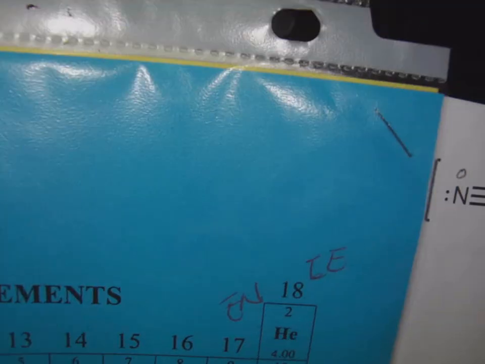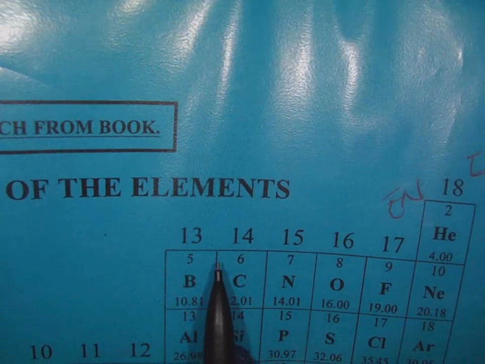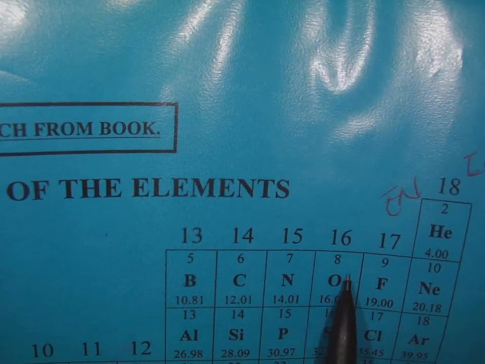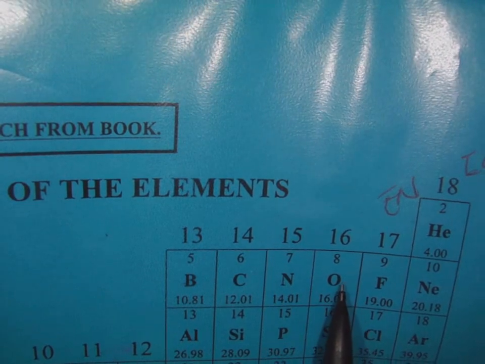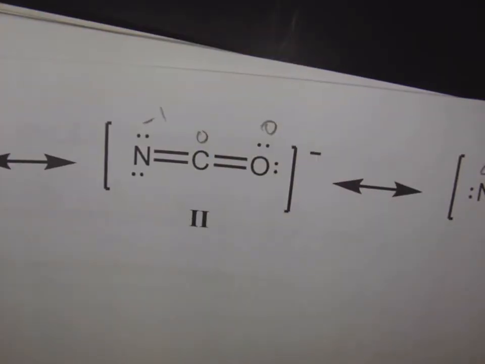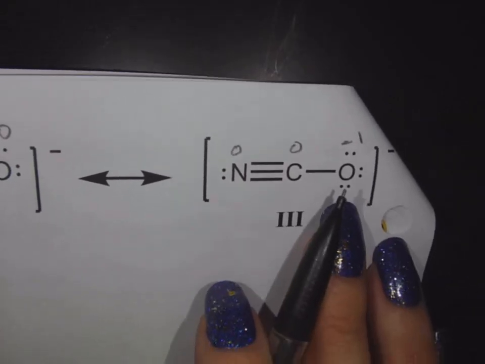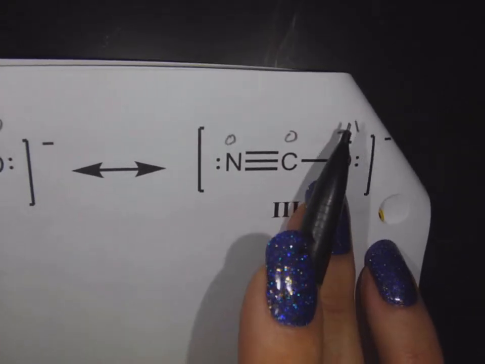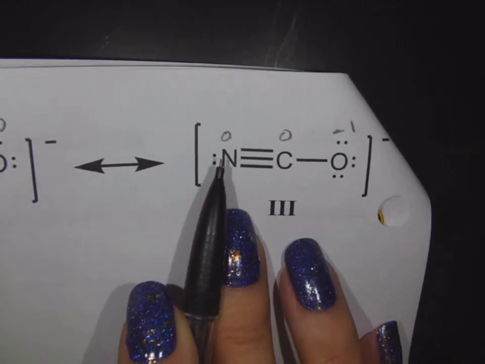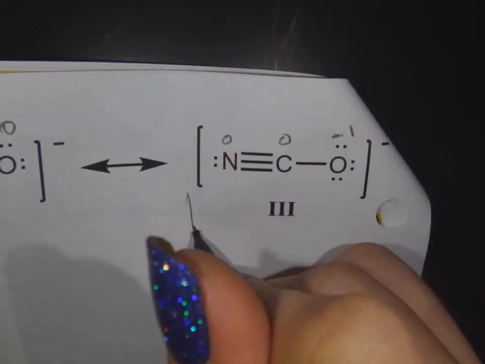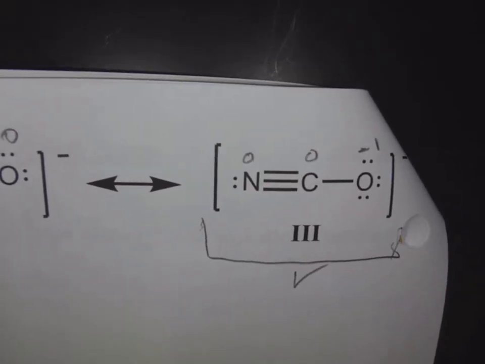Now remember, electronegativity is biggest with fluorine. So going this direction, oxygen has a greater electronegativity than nitrogen does. So since oxygen has the greater electronegativity, it's more stable. The resonance structure is more stable when the -1 is assigned to the more electronegative oxygen compared to the nitrogen. So this is the best, most stable structure.